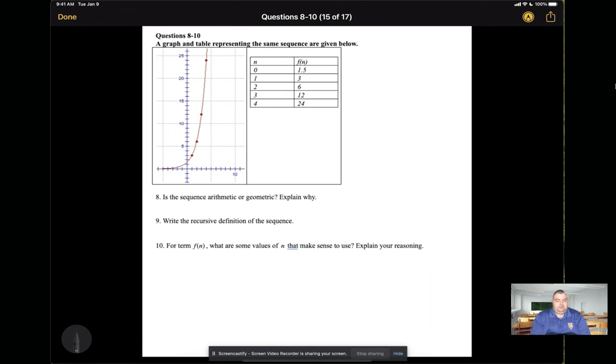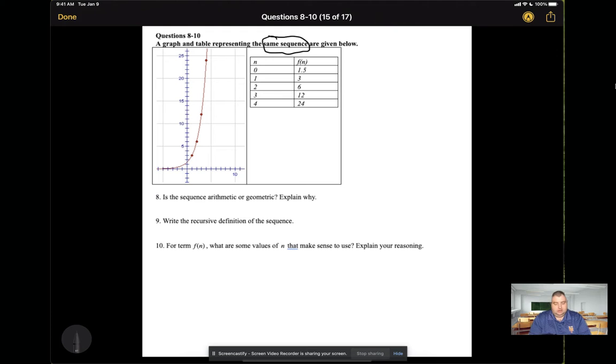Questions 8 through 10. A graph and a table representing the same sequence are given below. So the key is that these are the same sequence. One is in graphical form and one is in table form. Number 8, is the sequence arithmetic or geometric?